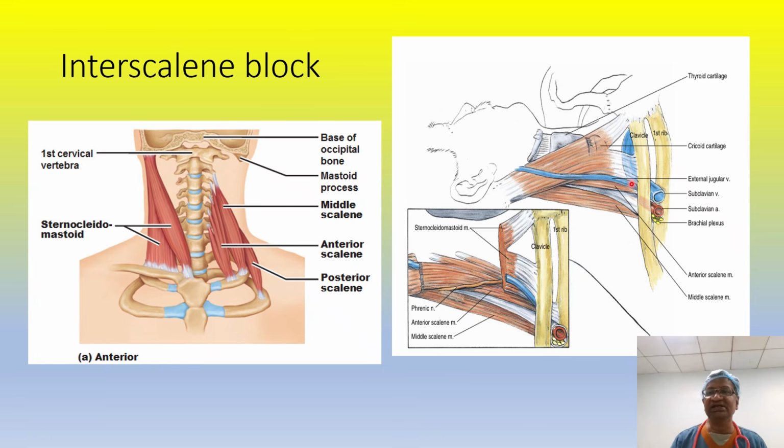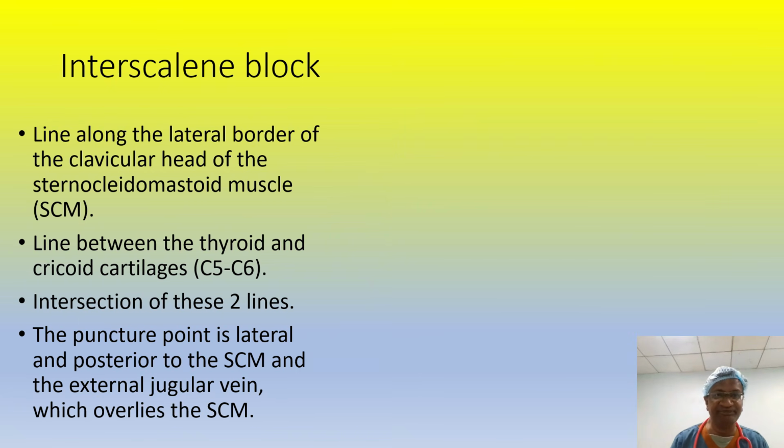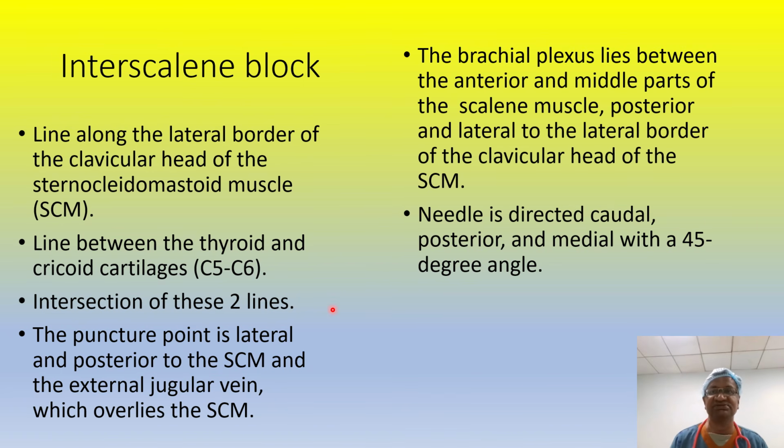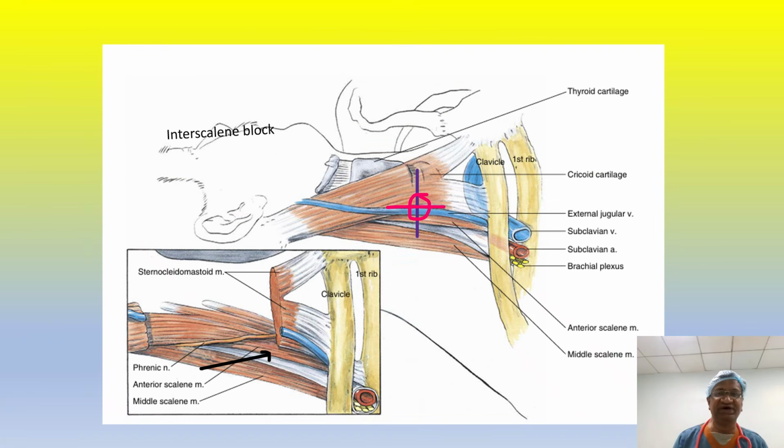Now, what you want to inject is here, with the needle at the lateral border of the clavicular head of the sternomastoid, from the cricoid cartilage line. That is the position of the interscalene block. This is the intersection of the thyroid and cricoid cartilages. The puncture is lateral and posterior to the sternocleidomastoid, just where the external jugular vein overlies. The brachial plexus, we know, is in the interscalene groove. The needle is directed caudal, posterior and medial at a 45-degree angle.